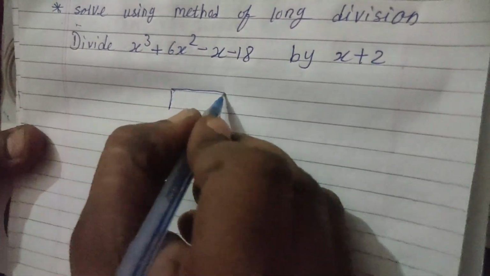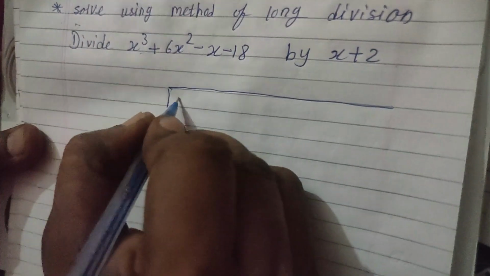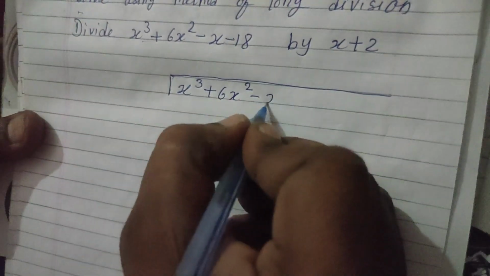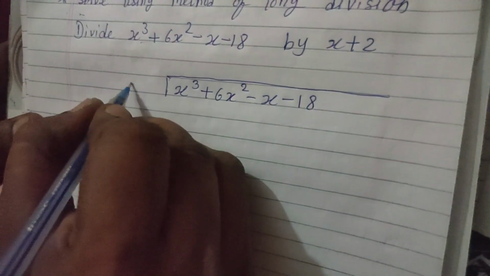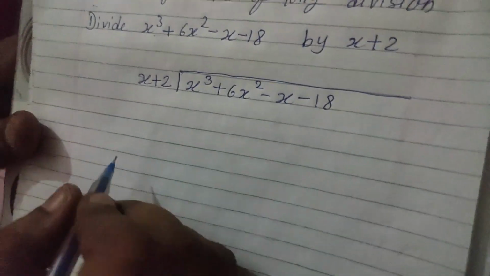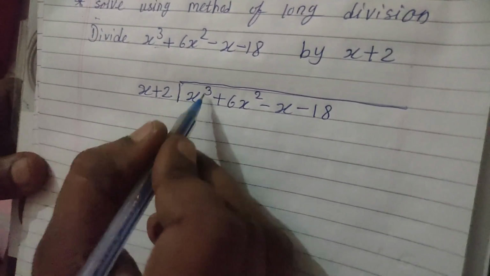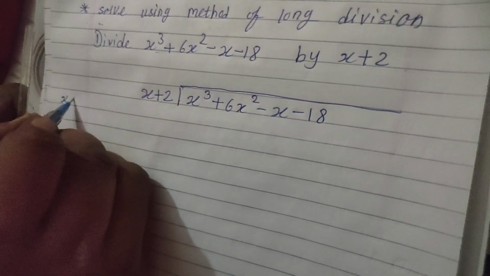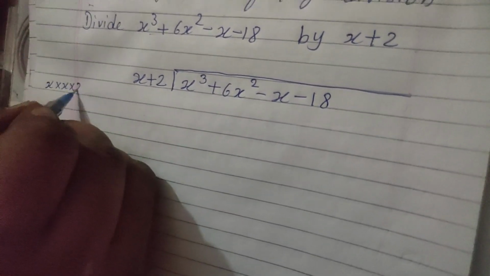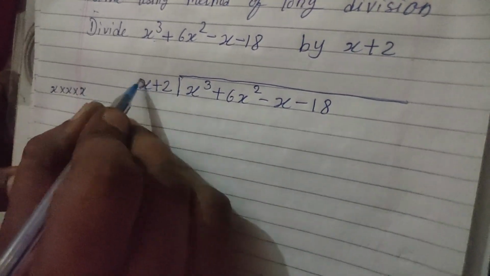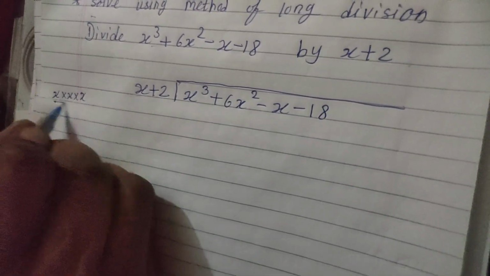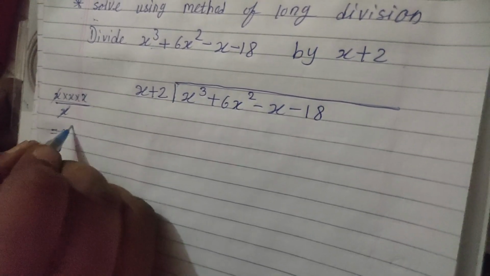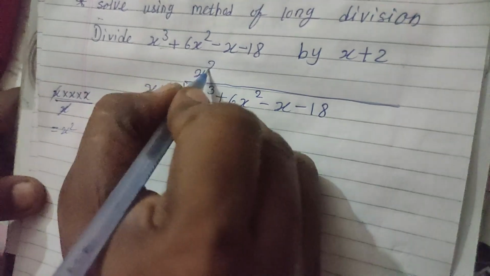So here dividend will be cubic polynomial, this one. So x cube plus 6x square minus x minus 18 you have to divide with x plus 2. So what you have to do here, you have to consider the first term of the cubic polynomial, that is x cube. So I am writing here x cube means x into x, and you have to divide with the first term of the linear polynomial, that is x. So here 1 x will get cancelled. So what will remain? X square. That means here you have to take x square.